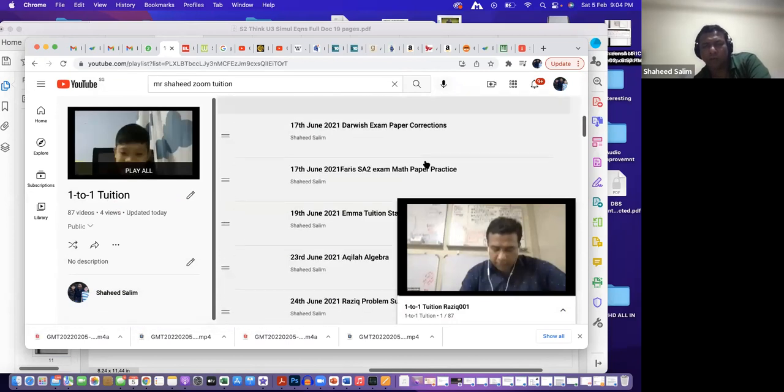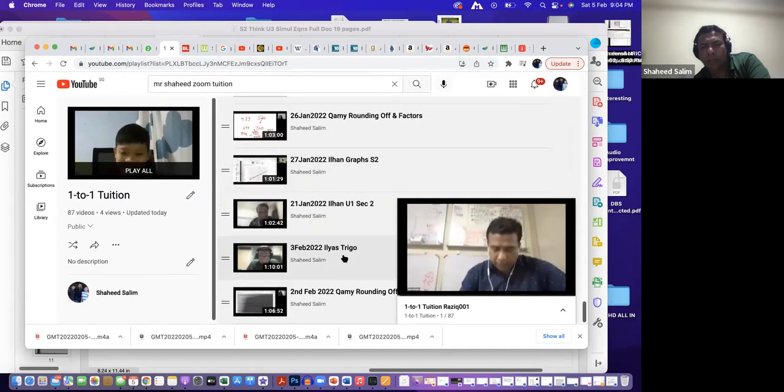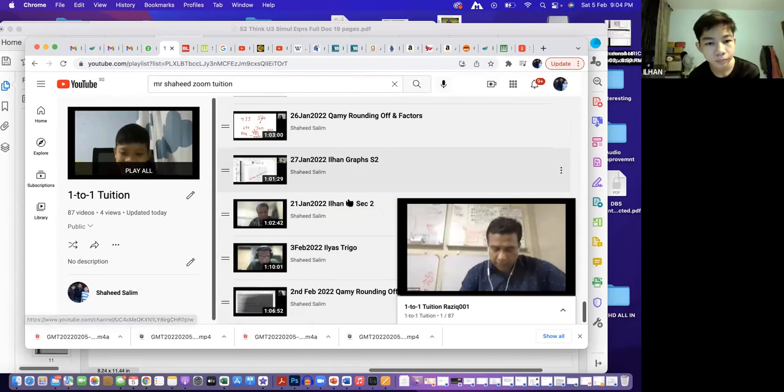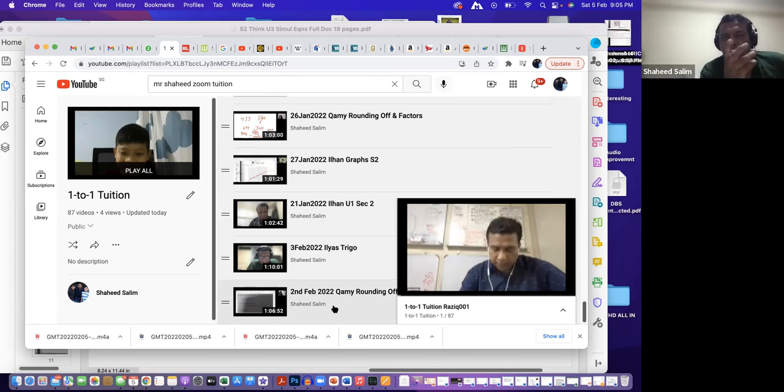This one is from the very old to the latest. You go down to the latest. Can you see Ilhan Unit 1 Sec 2? You look for Ilhan Graph Sec 2. Let's say today's date is the 5th, so before next lesson, you just go for 5th February, look at the last one, just get a rough idea of what we did this lesson, so that the warm-up is lesser. Otherwise, I would have to spend 15 minutes on the warm-up. The warm-up is for you to remember.